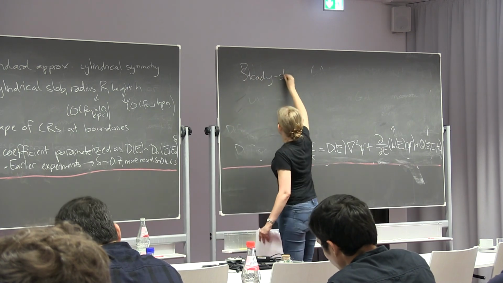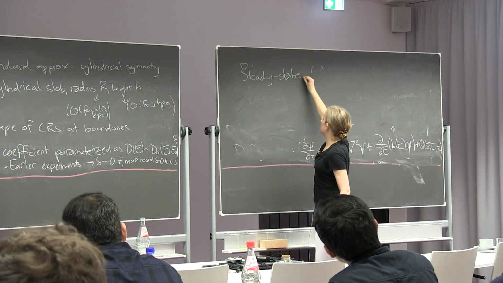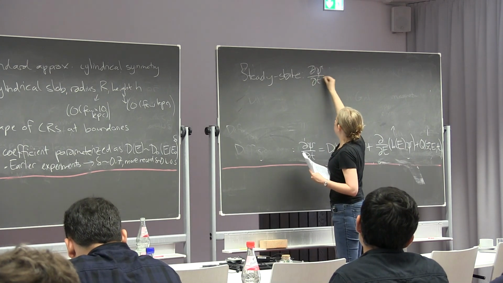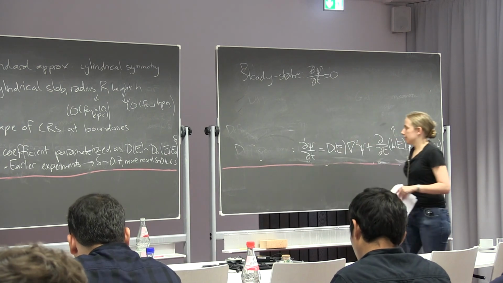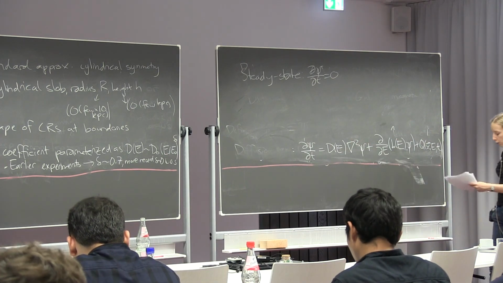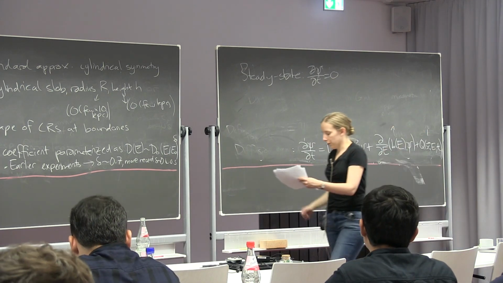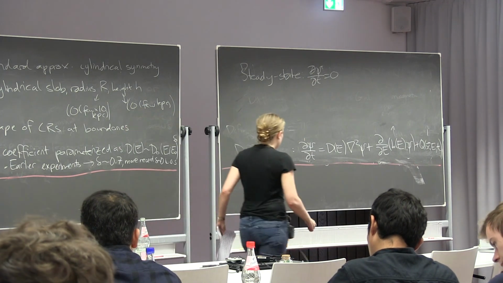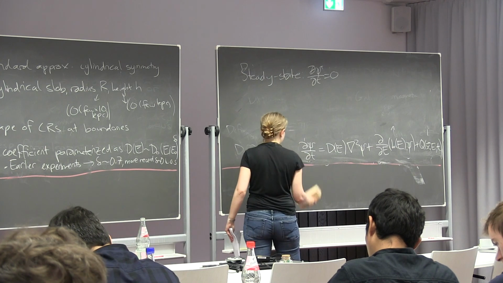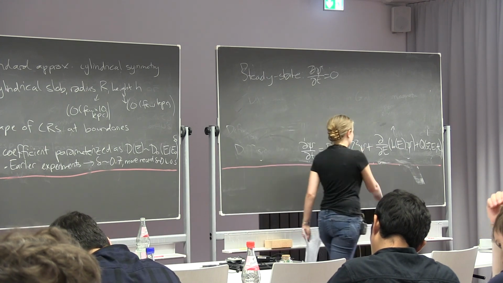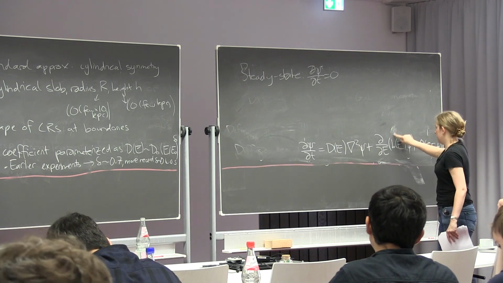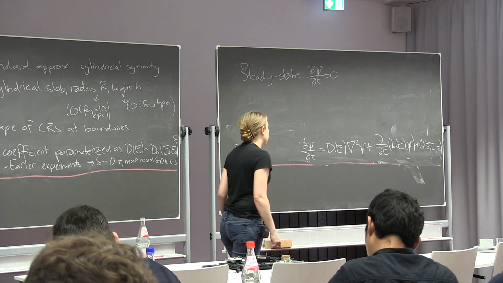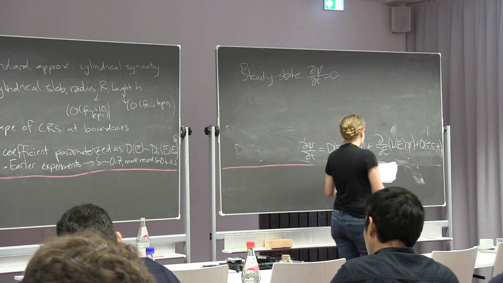We think our galaxy is approximately a steady state cosmic ray wise. It's been around for a long time. So in that case, let's just set the left hand side of this diffusion equation to 0. Okay, this is still a kind of annoying differential equation that we would need to solve. So let's just try to figure out the order of magnitude of these terms.